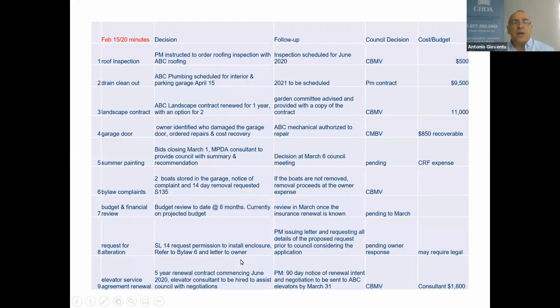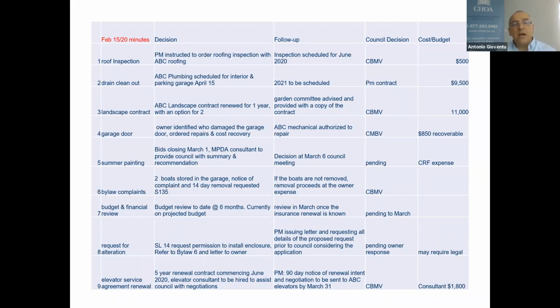Here's a sample of action minutes for a Strata corporation. So roof inspections. The decision was the property manager was instructed to order a roofing inspection with ABC Roofing scheduled for June of 2020. It was carried by majority vote. The cost that was allocated is $500. When we get to our next series of minutes, March, April, May, June, it'll be ongoing until this job is done, and then we'll have a small summary report. It's off the list and we move to the next part.